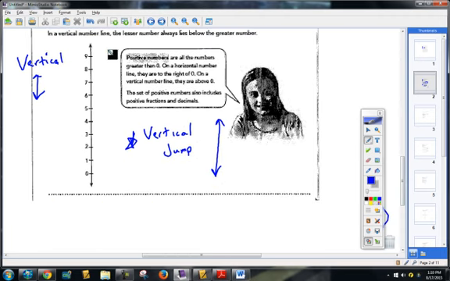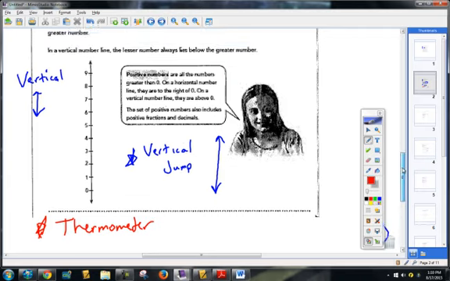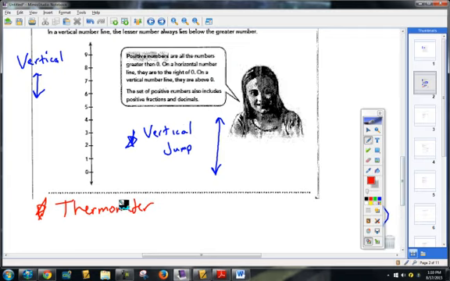Vertical number lines are the ones that can get a little bit more tricky. The big thing I want you to remember when you're thinking about a vertical number line is a thermometer. Now, many of you may not look at a thermometer very often anymore because of our phones, and we have all these weather apps that just give you the temperature, so there's no point in having a thermometer.